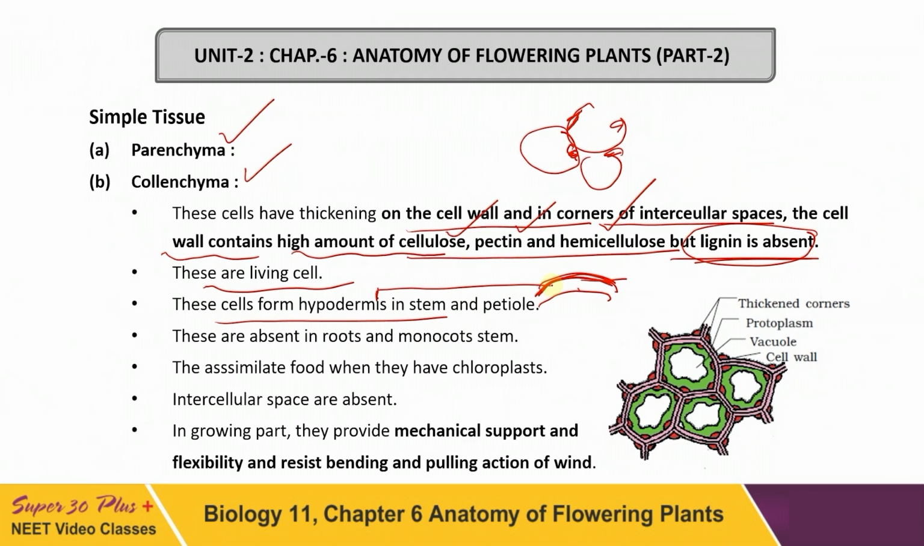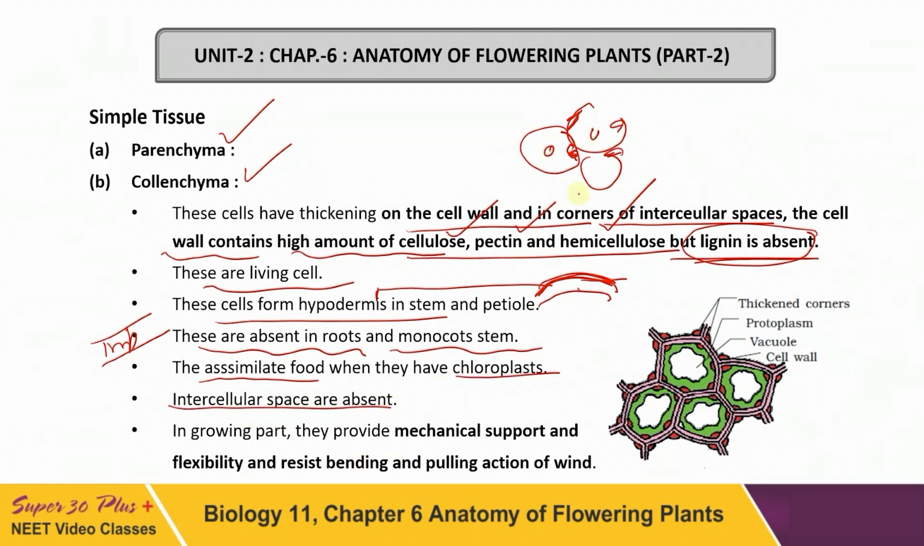The hypodermis is usually collenchyma in a dicot stem. This is a very important point. Collenchyma is absent in root and in monocot stem. You have to remember this, it has come many times in the examination. They assimilate food when they have chloroplast. Intercellular spaces are absent. Why?